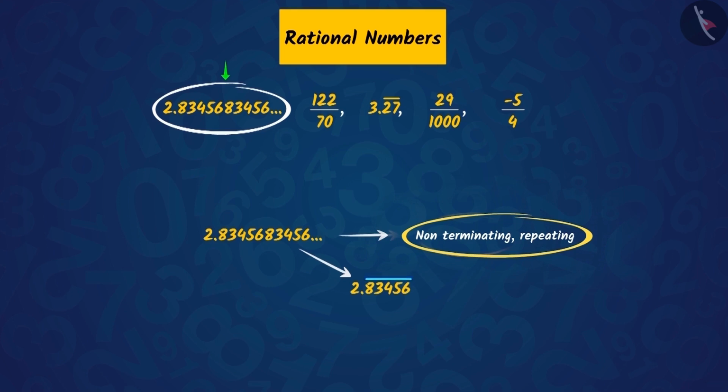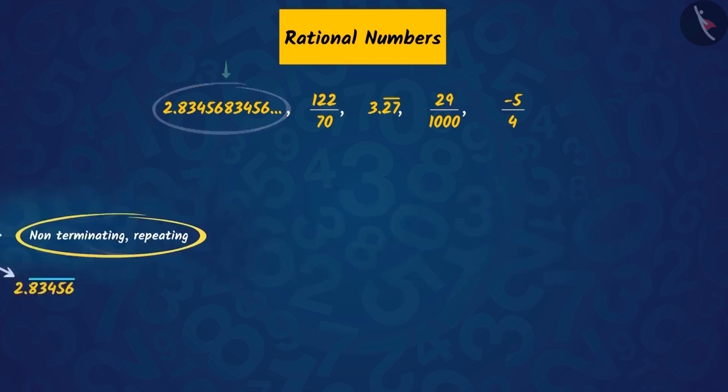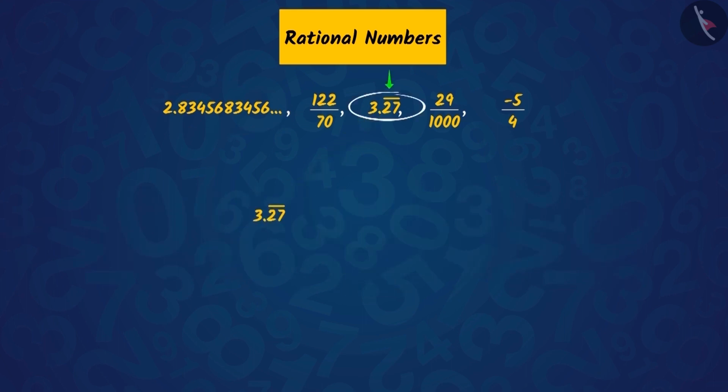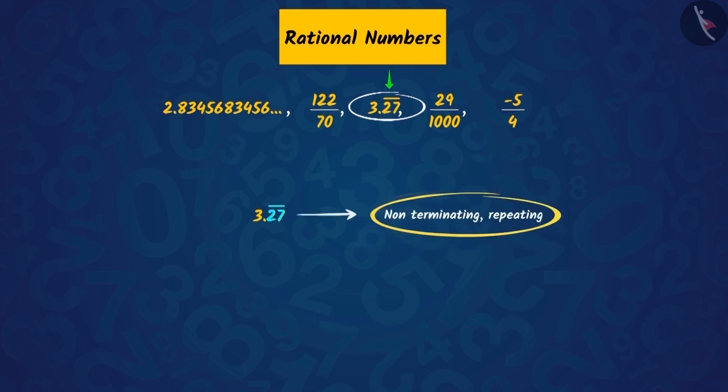What do you understand by this bar above the digits? This bar above the digits represents the group of digits that are recurring. Like in this number, the digits 2 and 7 are recurring. So, the decimal expansion of this rational number will be non-terminating, repeating. So we can say that if a number has a digit or a group of digits with this bar above them, the decimal expansion of that number is non-terminating, repeating.